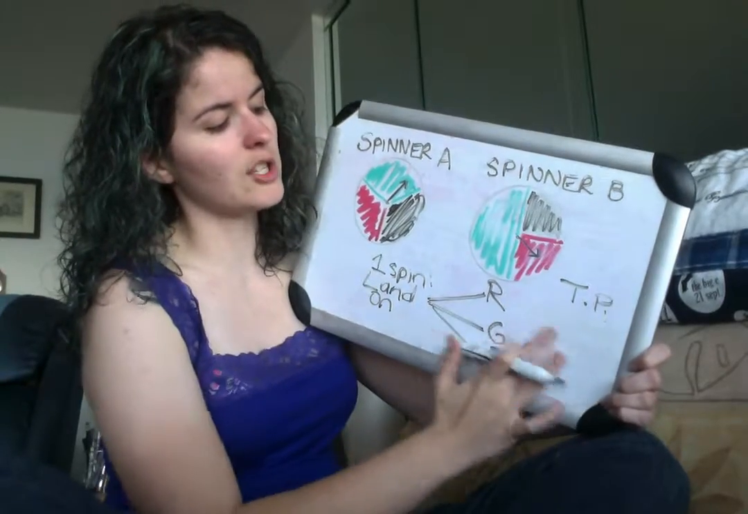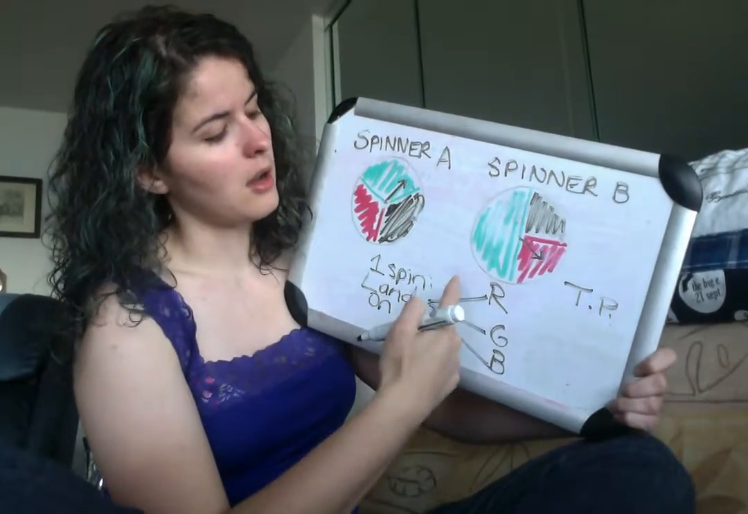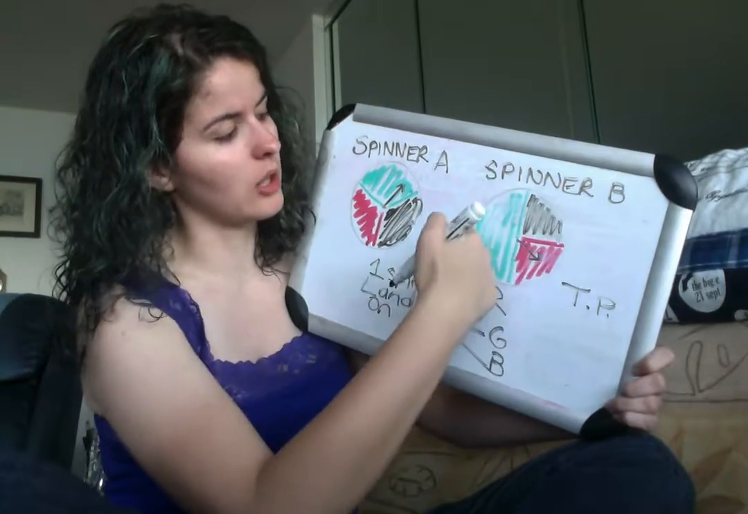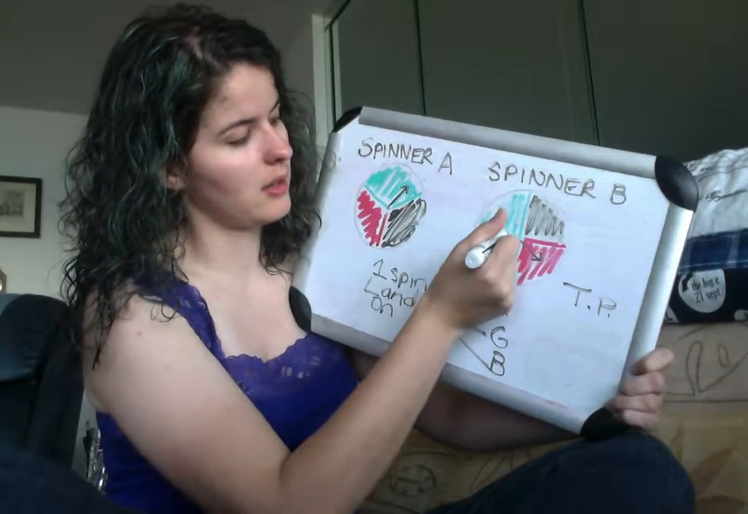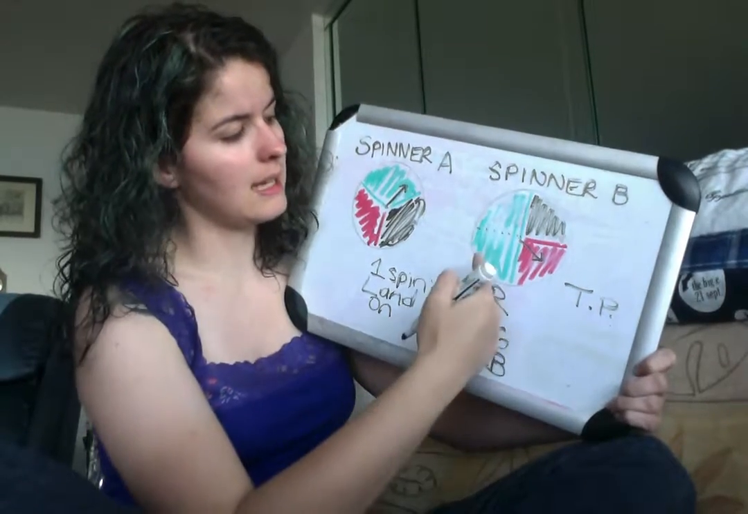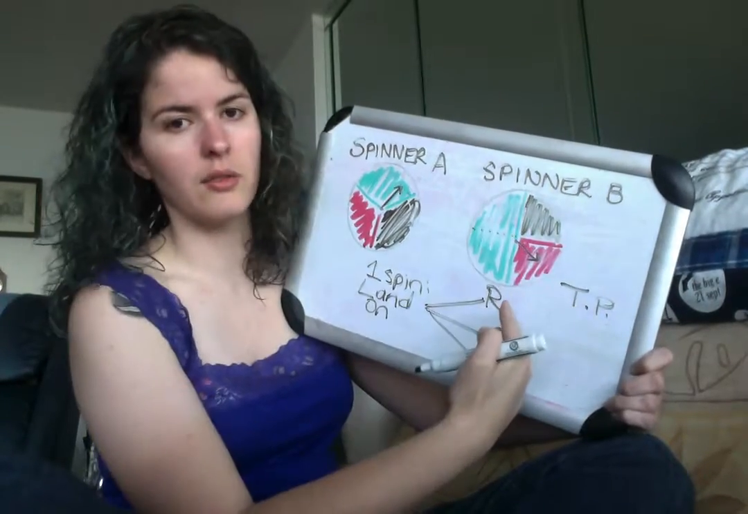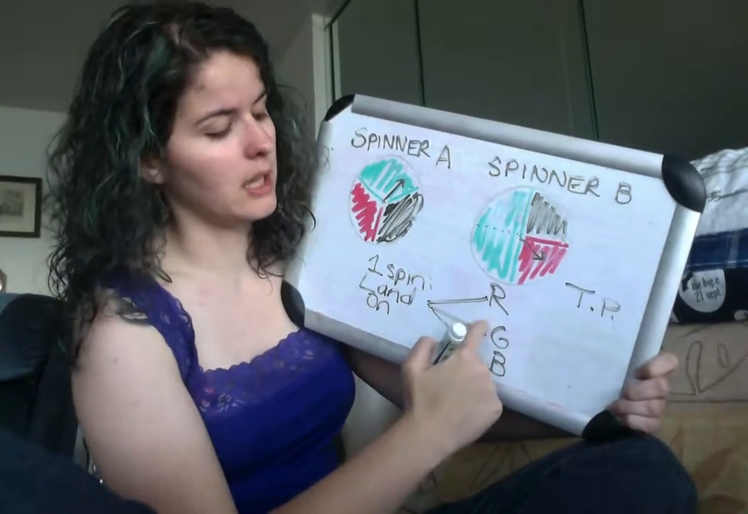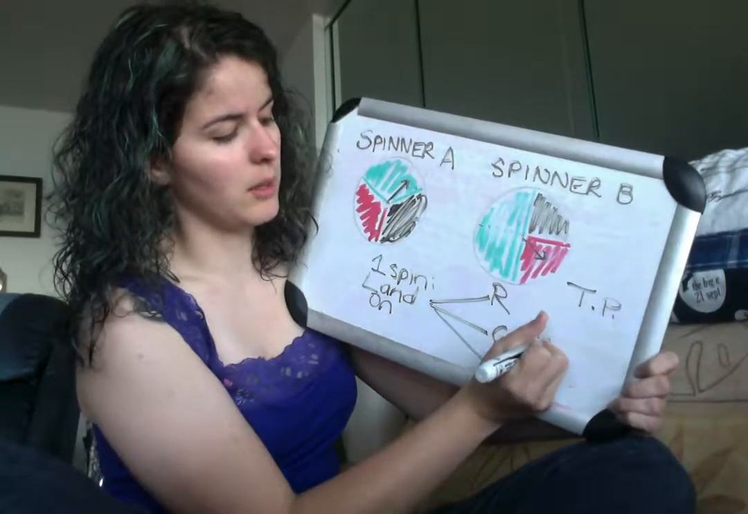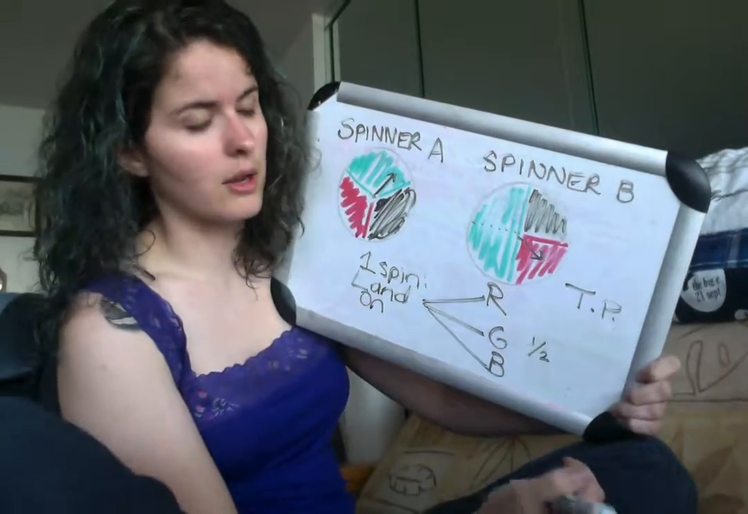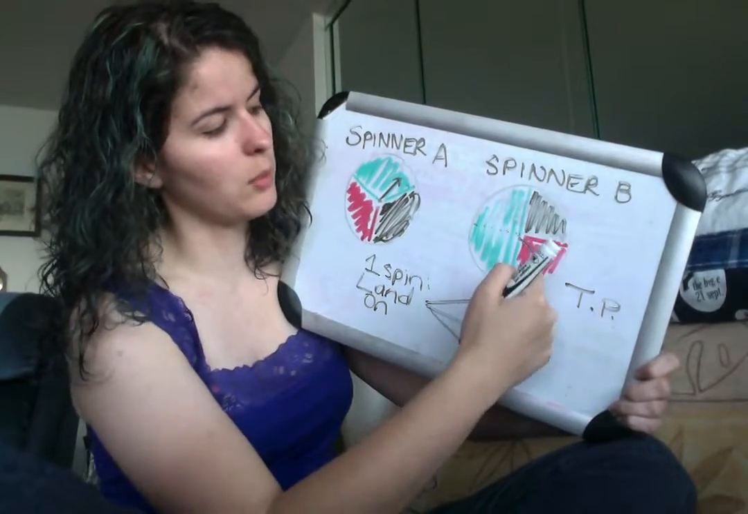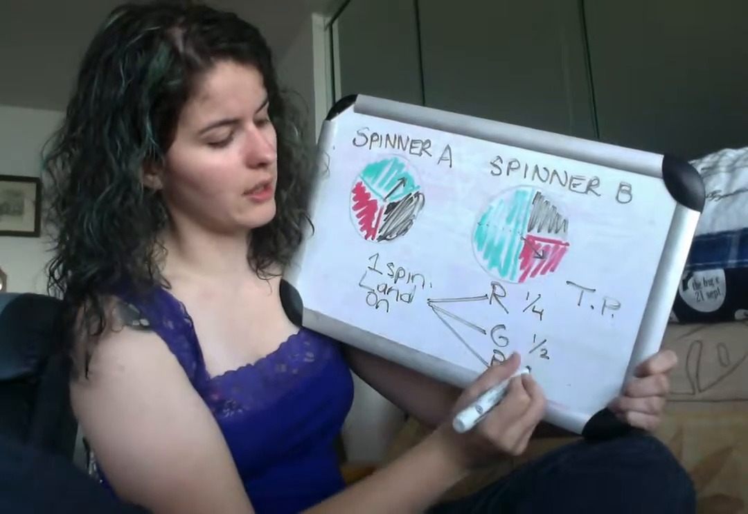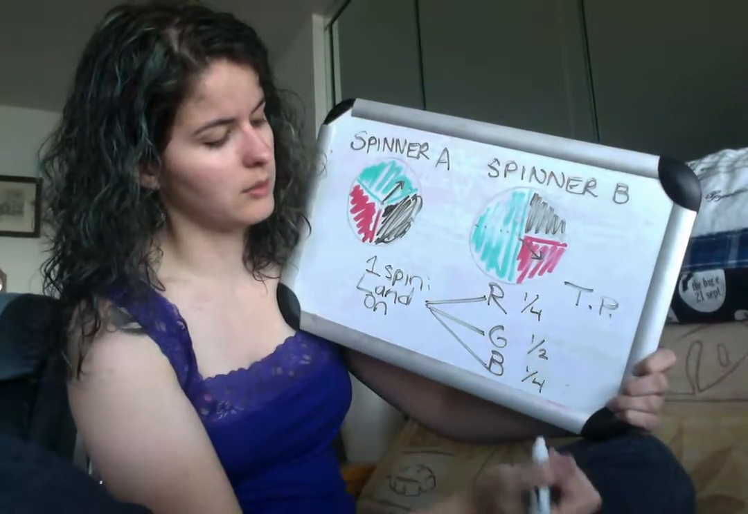Now for spinner B, they should not look the same. Based off of what I see here, I know that green looks like it's the largest. In fact, if I kind of dissected it, it is taking up 2/4 of the area, or 1/2. So the theoretical probability of landing on green is going to be 1/2. The theoretical probability of landing on blue, it's only 1 out of 4, so it would be 1/4. And of landing on black would be 1/4 as well.